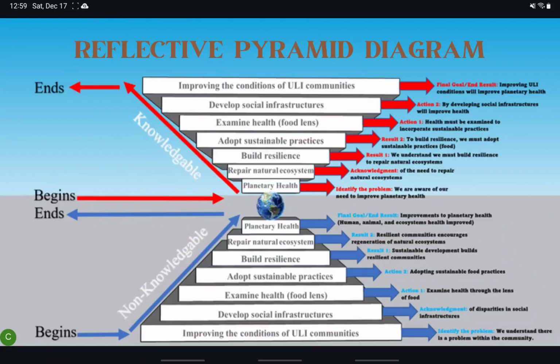Result 2 on this diagram encourages us to adopt sustainable food practices. Sustainable food practices are a solution to building resilience. Here's where the action takes place. We must understand what sustainable food practices are needed. So, we examine health through a food lens. After we identify there's a problem with health caused by food, we must develop social infrastructures, educational and health facilities. Finally, we ask ourselves, where should these social infrastructures be placed to improve planetary health? We find that by placing social infrastructures in ULI communities, benefits to ULI communities and planetary health would improve.